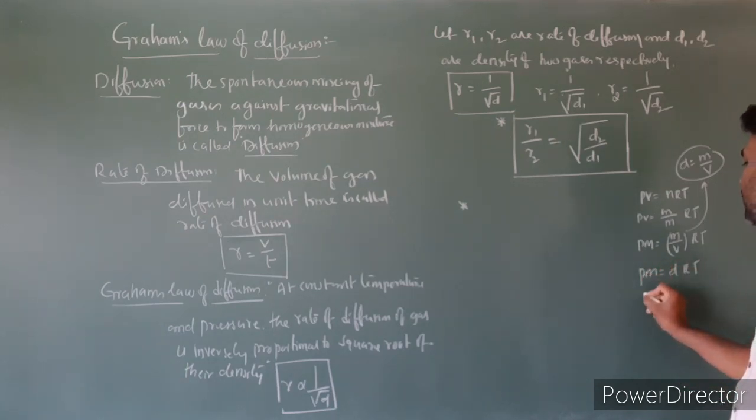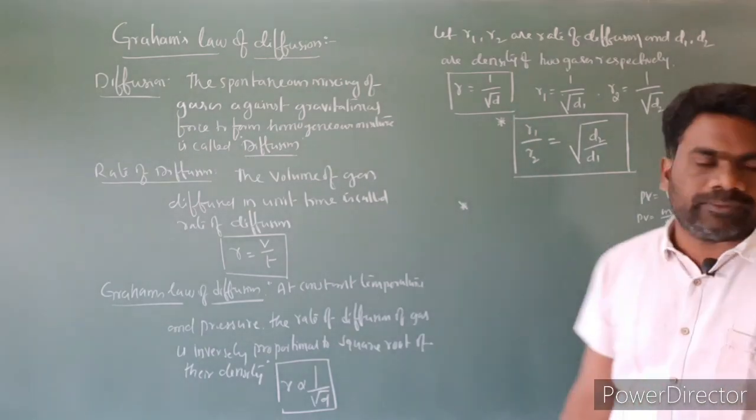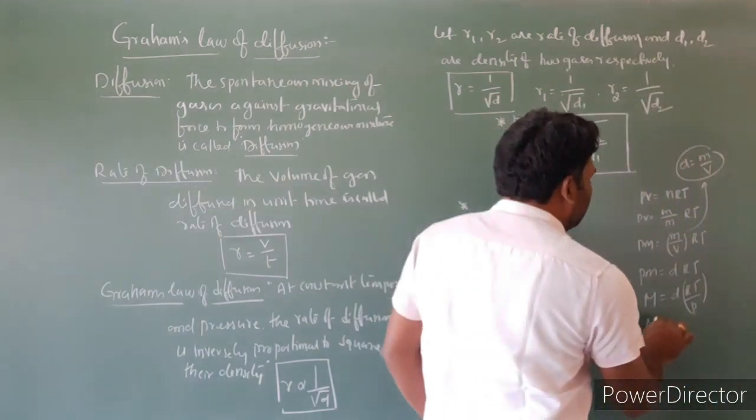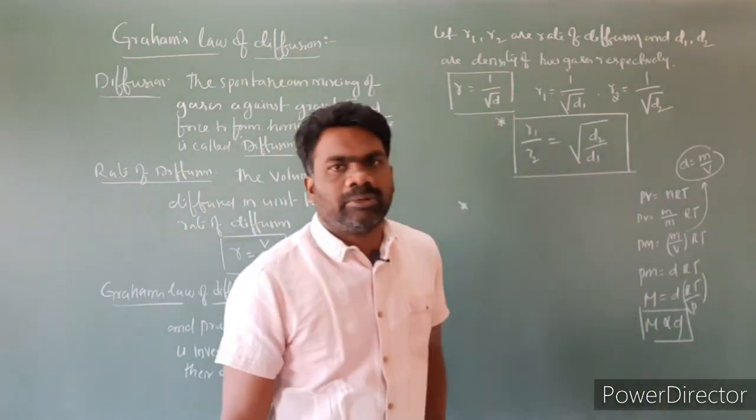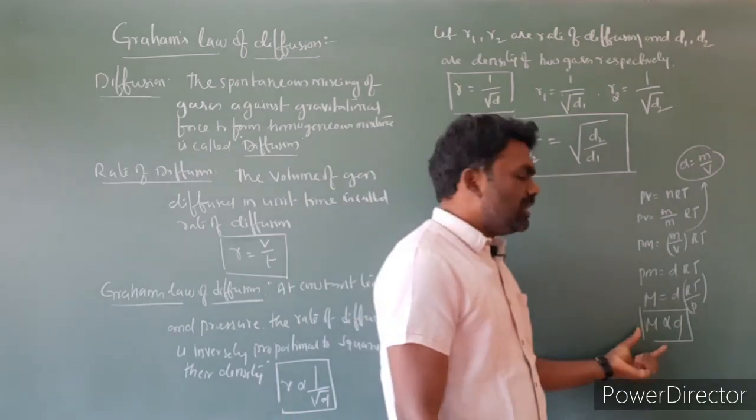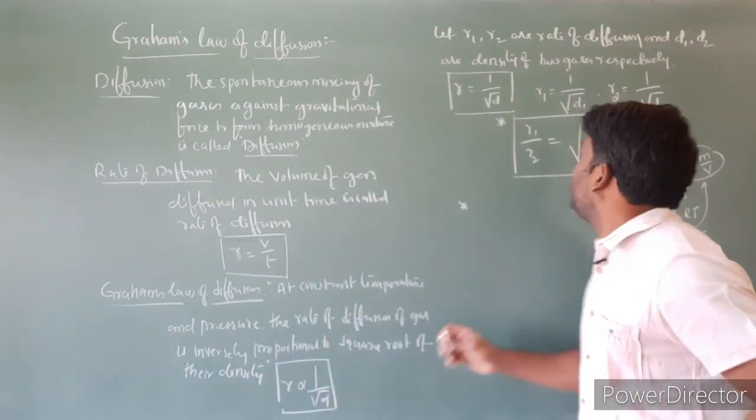Here M is the molar mass. Molar mass is equal to dRT by P. If R is constant, T is constant, P also constant, then what we'll get is M is directly proportional to D, isn't it? M is directly proportional to D. Even the same relation we can identify using Avogadro's law. By using Avogadro's law also we can derive.